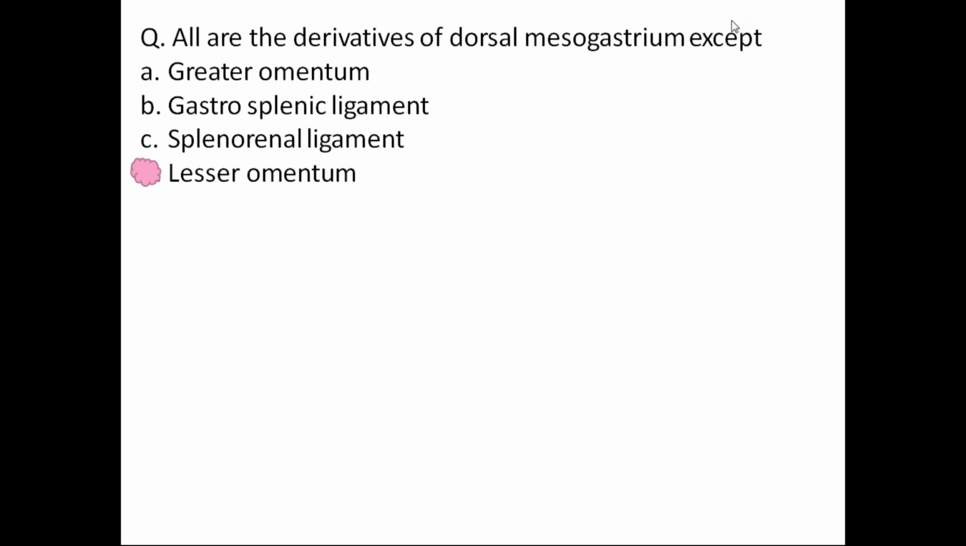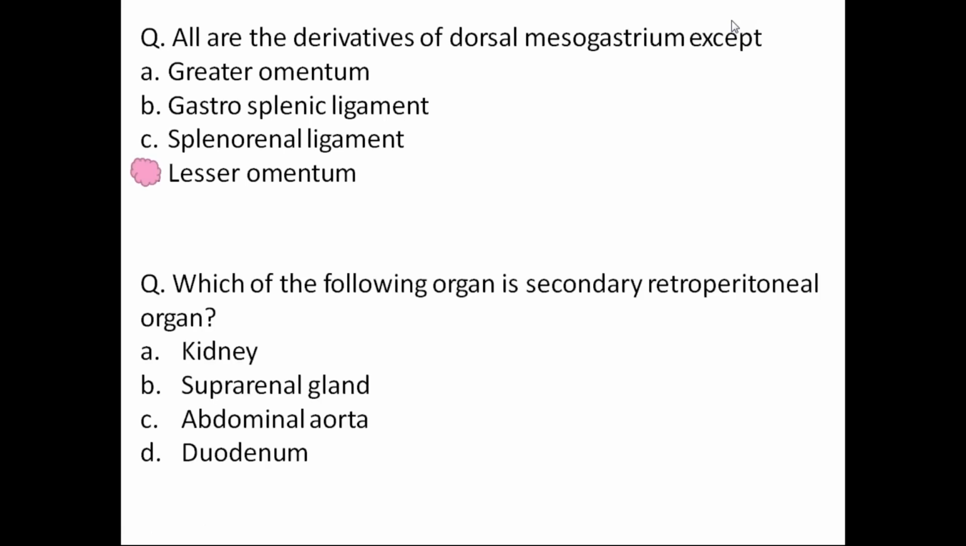Okay. So next question, which of the following organs is a secondary peritoneal organ? Duodenum. Okay. So which part of the duodenum exactly? Second and third part of the duodenum. All other organs are primary peritoneal organs.